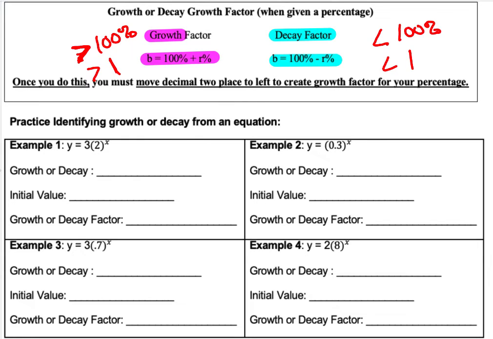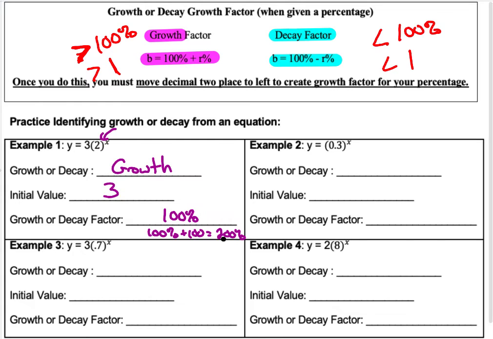So if we look at this first one, in my parentheses, I have 2. That's greater than 1, so that's going to be a growth function. My initial value is that number out front at 3. And then my growth or decay factor is, what did it change by? Well, I've got a 2 in there. So it started at 100%. It went to 200%. So it has a growth factor of 100%, because 100 plus 100 is 200, which as a decimal is really 2.00.